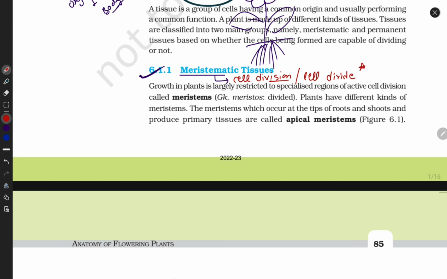The first property is that meristematic tissue is specialized in cell division. The meaning of meristematic is divided. And the second property is where they are found: at the tip of the root and the tip of the shoot.